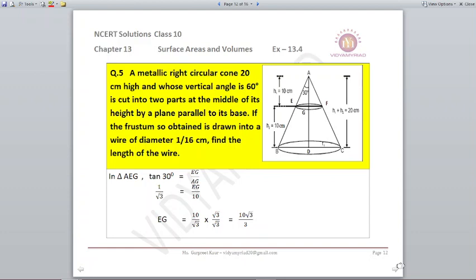Now height is given to us and angle is given to us. With that we can find out the R1 and R2. If we take a smaller triangle, AEG, and take tan 30 degrees using the trigonometry values and ratios, we know tan 30 degrees is EG upon AG, and the value of tan 30 is 1 upon root 3. So 1 upon root 3 is equal to EG upon 10, which is given to us. So EG comes out to be 10 upon root 3. Just rationalize it, it becomes 10 root 3 upon 3, that is EG, or the first radius.